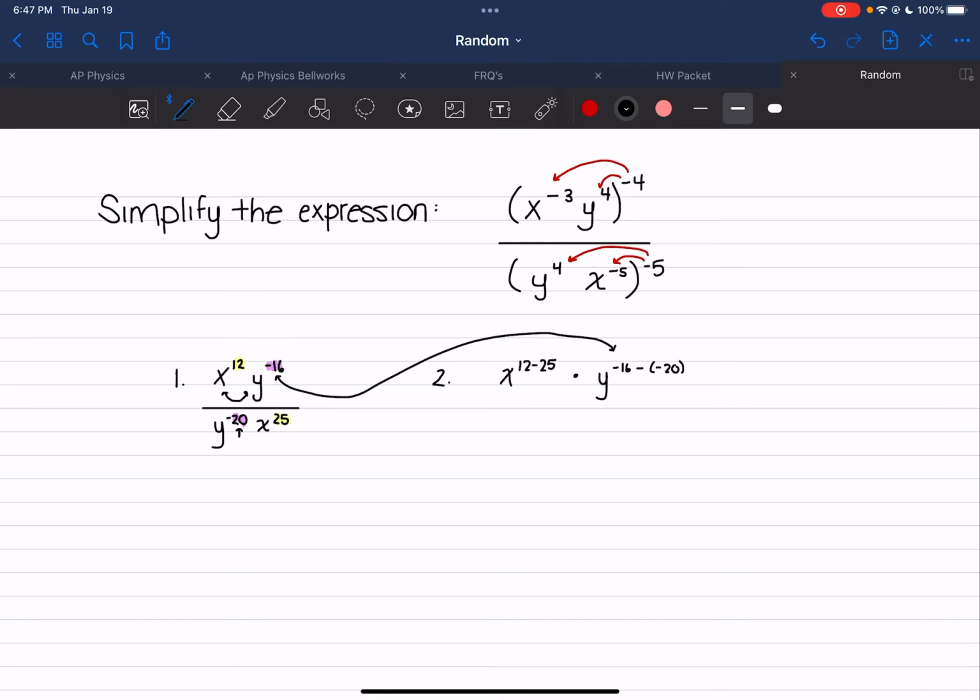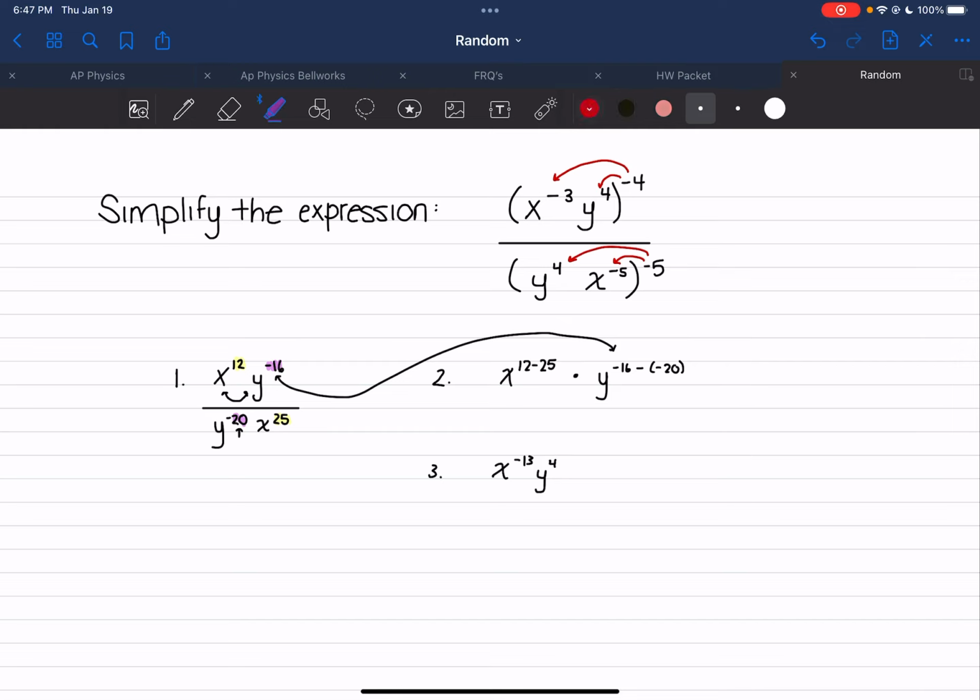Okay, so for the last step, we have to simplify. As one of the exponent rules, we know that we cannot have negative exponents. But first, let's simplify this actually. So x to the 12 minus 25 is going to give you x to the -13 times y to the -16 minus -20. The negative becomes a positive, like keep change flip. So -16 plus 20, which will give you y to the 4.